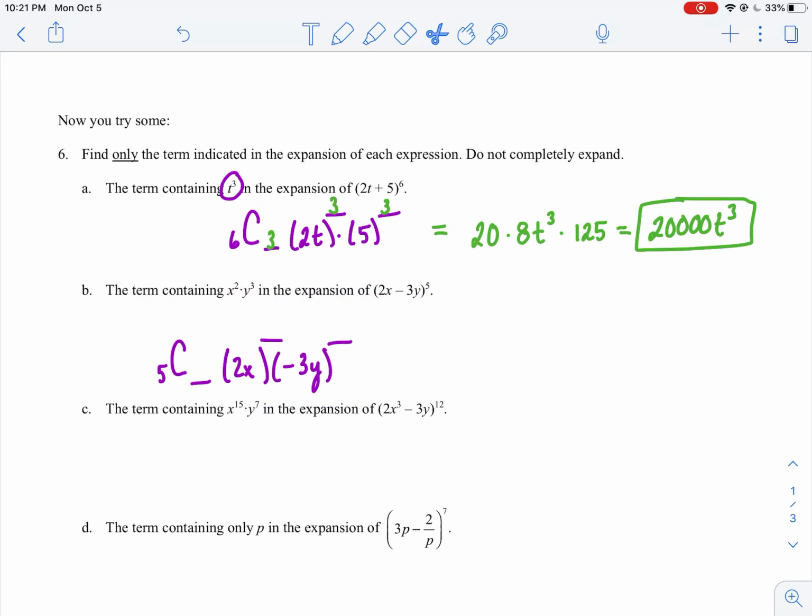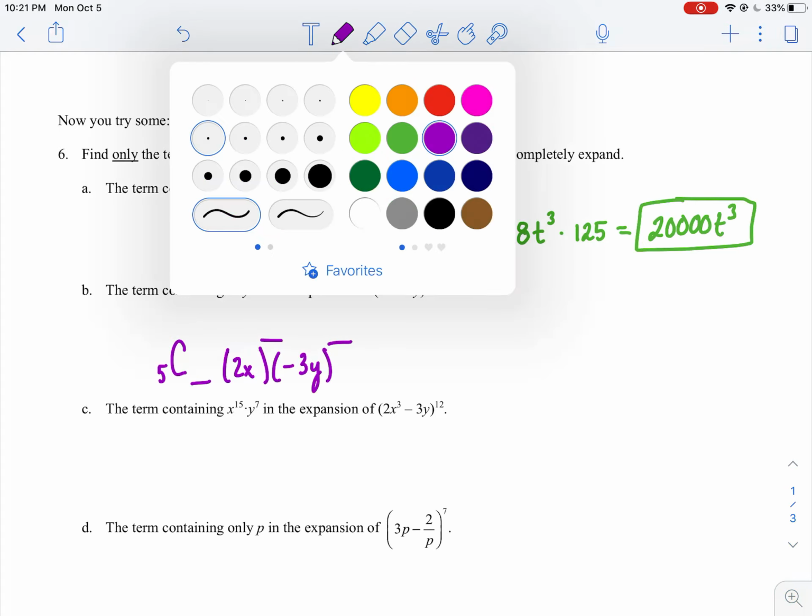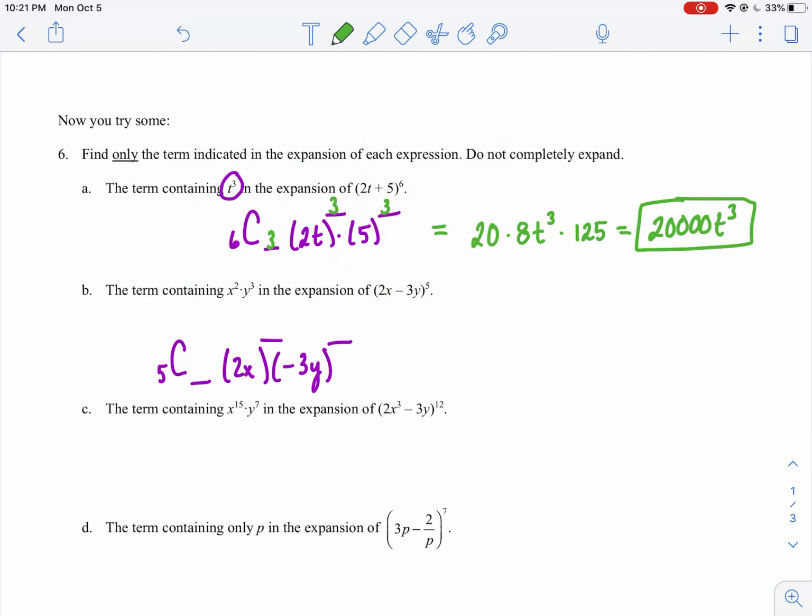All right, so now I just have to figure out what those powers are. So let's take a look. So what powers do I need? Well, I need the x to be squared, because I want the x squared term and the y cubed term. So that means this must be a 3. That way the x gets squared and the y gets cubed. And I should double check it. 2 plus 3 is indeed 5, my overall power.